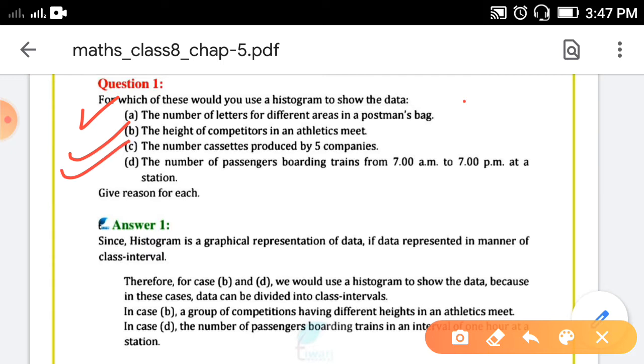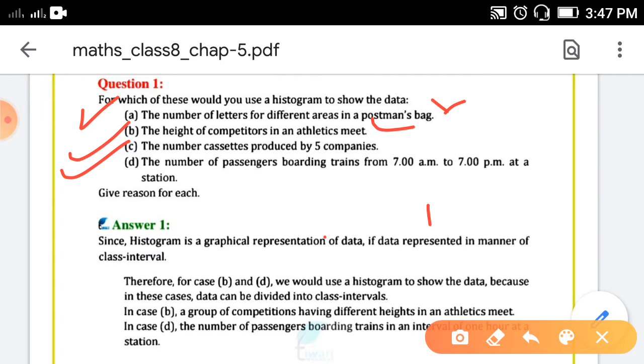C, the number of cassettes produced by 5 companies. The number of cassettes produced by 5 companies is not fixed, and for each and every one of the 5 companies you cannot make any class interval, because it is not possible to make class intervals for cassettes. You need data in such a way that you can make a class interval.